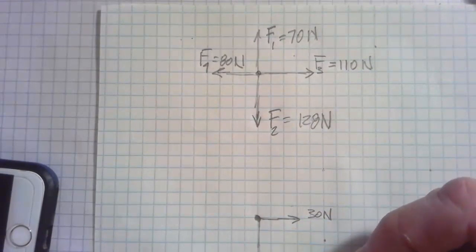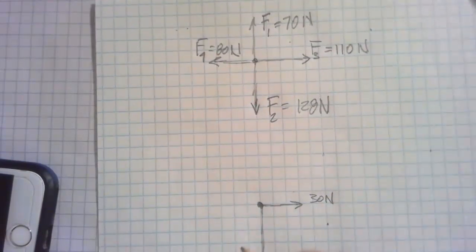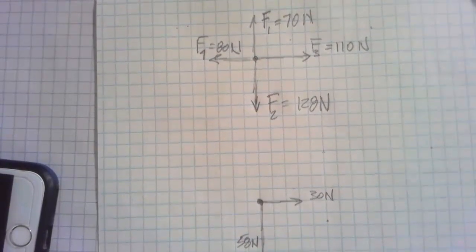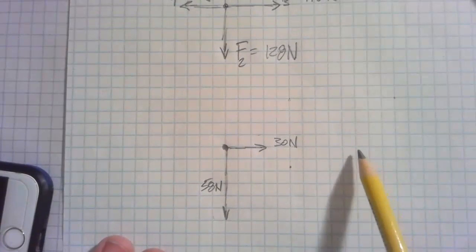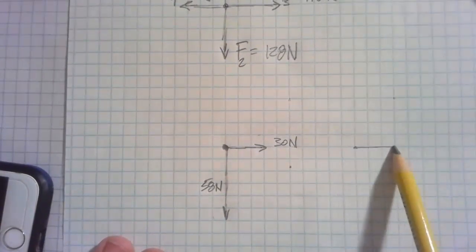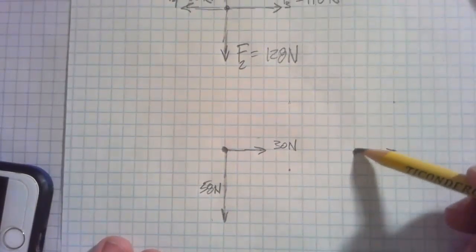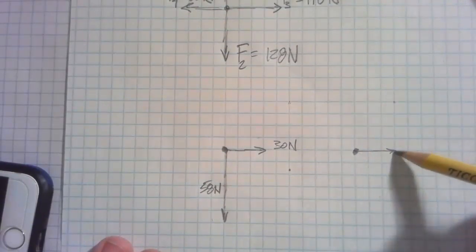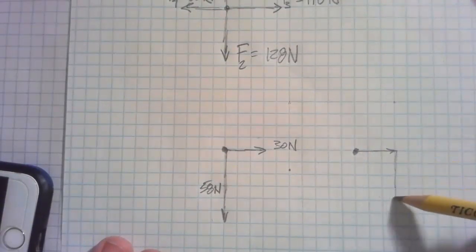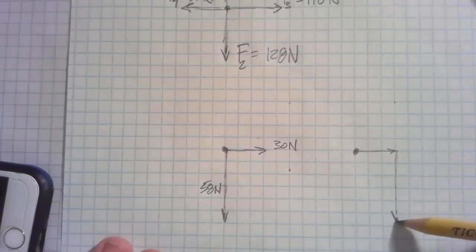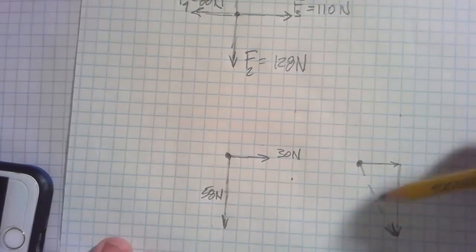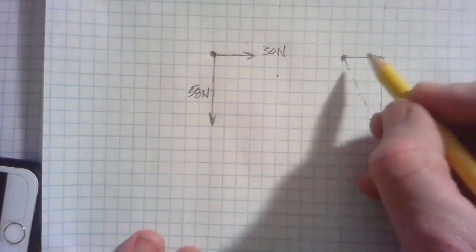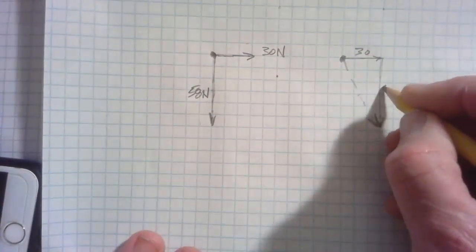1, 2, 3, 4. All right. But it would definitely be downward, 58. So, but instead of drawing it like this, I recommend that you do, say, 30 over. So this is my starting point. I'll go 30 over, and then from there, go the 58 down, to here. And your net force is that. So we have this is 30, this is 58.